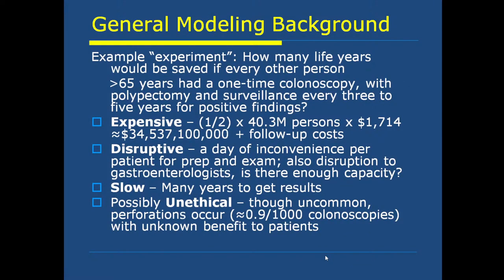For example, we have the next experiment. How many life years would be saved if every other person with age greater than 65 years had a one-time colonoscopy with polypectomy and surveillance every 3 to 5 years for positive findings? In the next point, you have an explanation of why it is expensive.